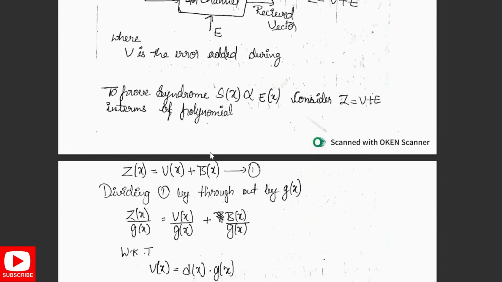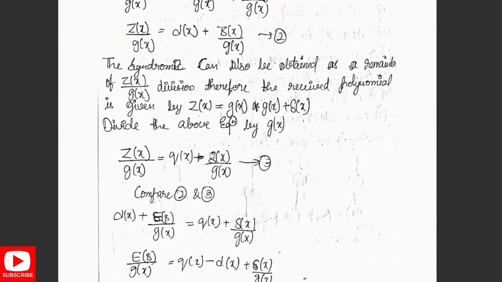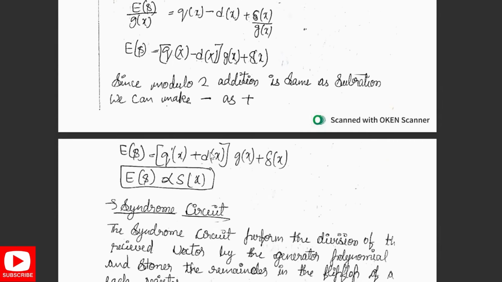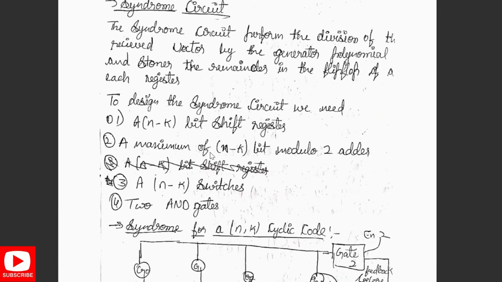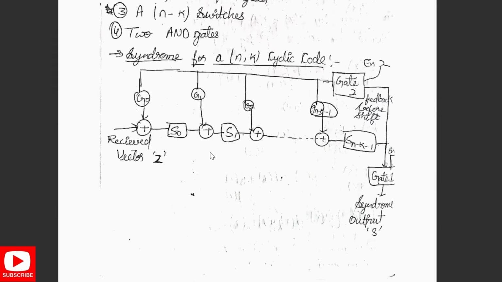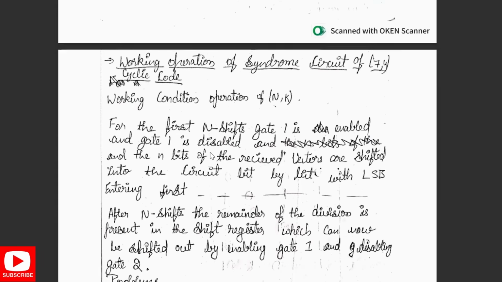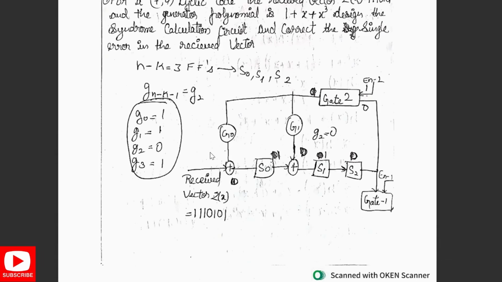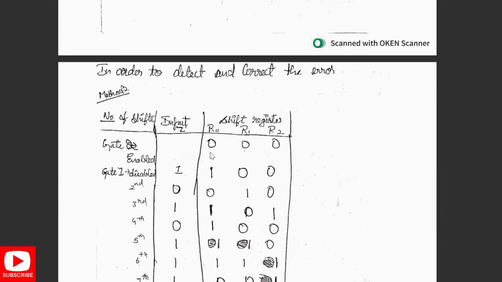Syndrome computation is the last topic that you can refer to. In almost all the previous year papers that we have referred to, you have to know how to write the syndrome for an n comma k cyclic code and its working, how that works in that order. So this was all about module 4.